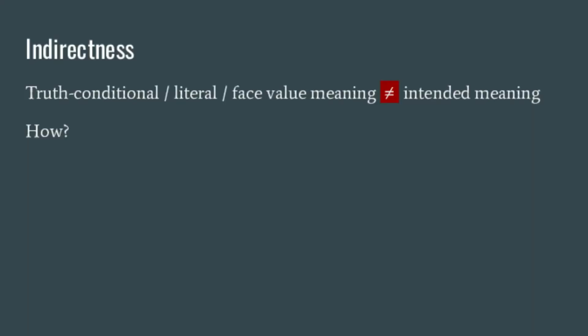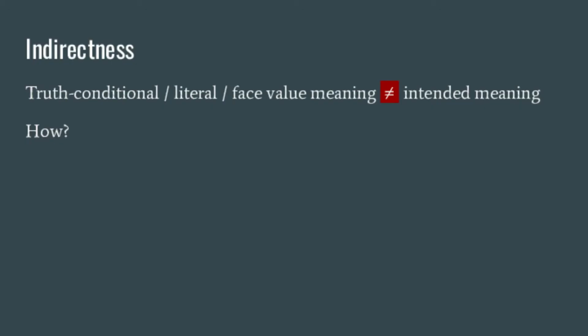Okay, indirectness. We can define indirectness linguistically, and don't worry if this doesn't sound interesting to you, as something other than a truth conditional statement, like I'm saying something is supposed to be true. The truth conditional, what makes this statement a true statement, is kind of a philosophical, linguistic term, or its literal or face value meaning, what it actually means on the surface. What does this sentence mean on the surface, apart from the emotions and the context? It's not the same as the intended meaning. That's kind of indirectness. How does it work?